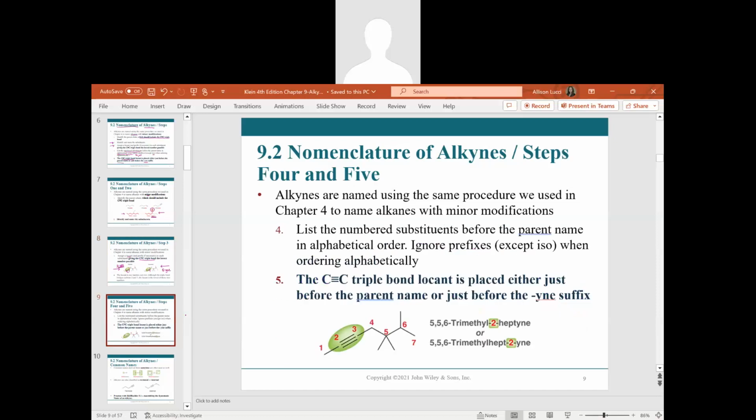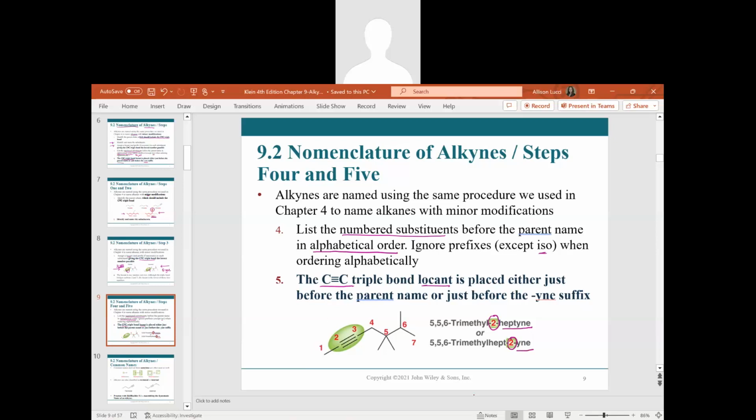So the last 2 steps here, we would have our numbered substituents, so the locants are already applied. We would then alphabetize those, and again, we're going to ignore all the prefixes other than iso, and that's how we alphabetize. And then in the last step here, step 5, that's where we choose where we're going to put our triple bond locant, that 2-heptyne that we mentioned earlier instead of the 5-heptyne. So it can go before the parent, or as you see in the second version of the name down here, the 2 is right before the yne.